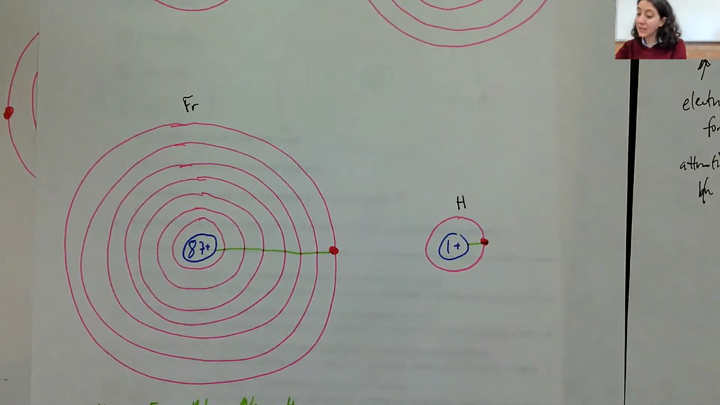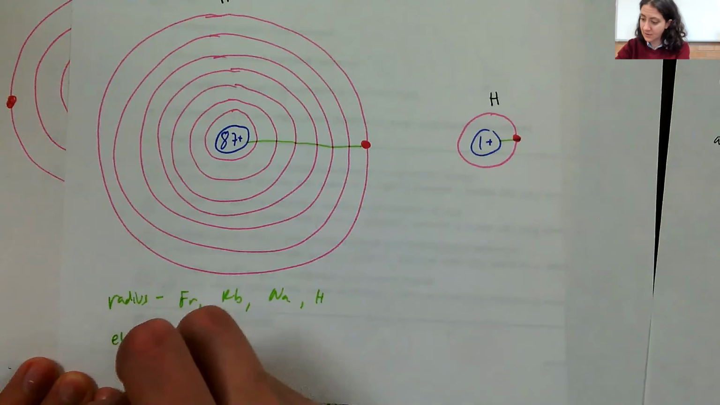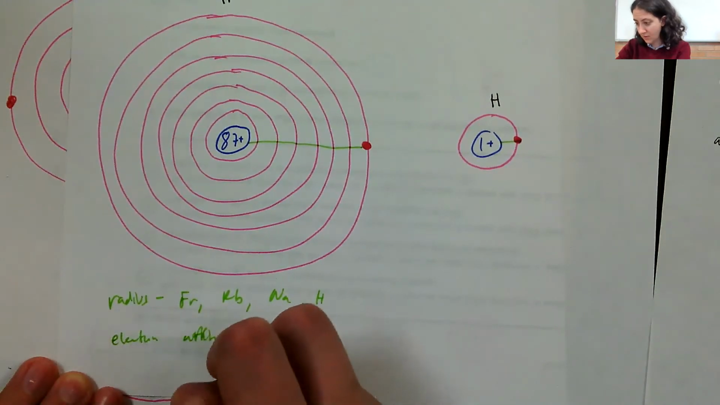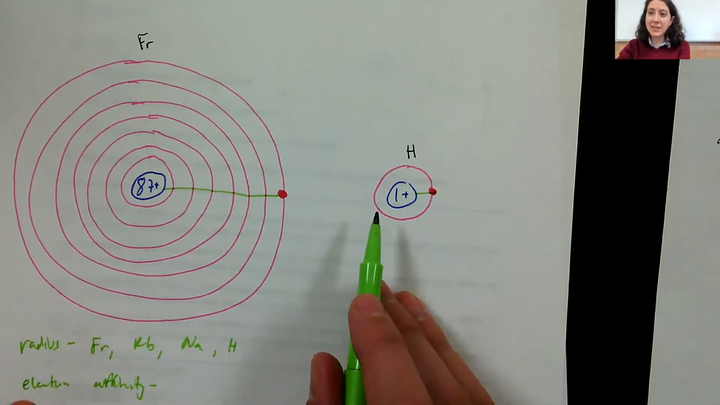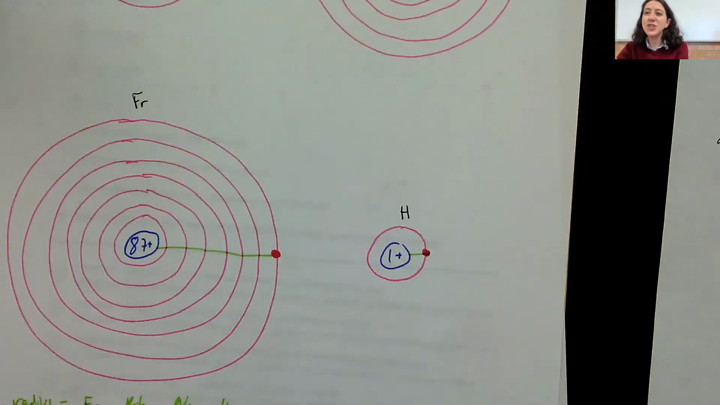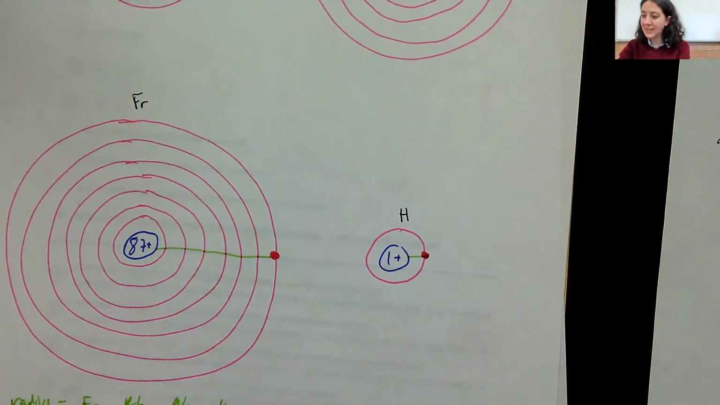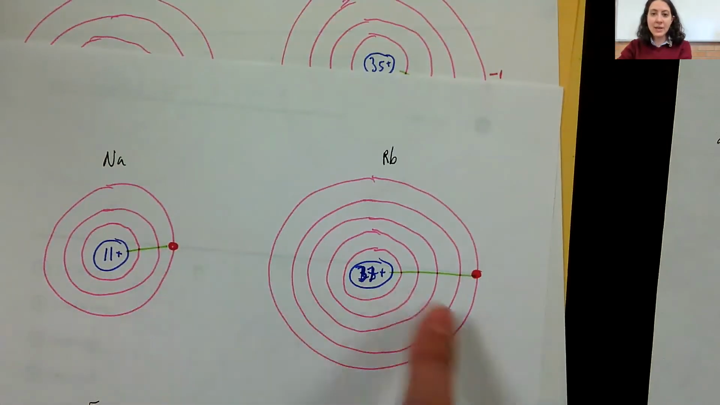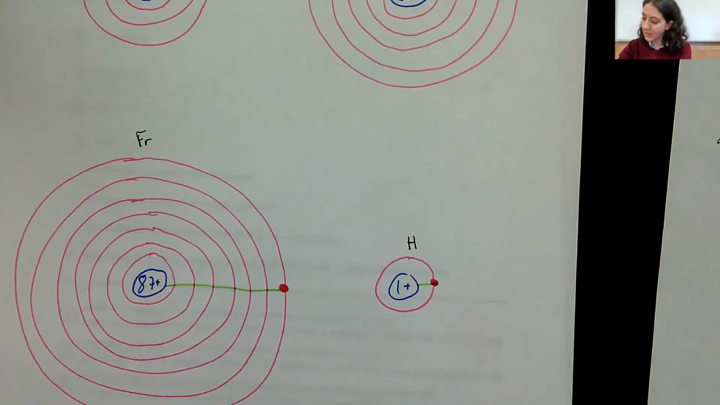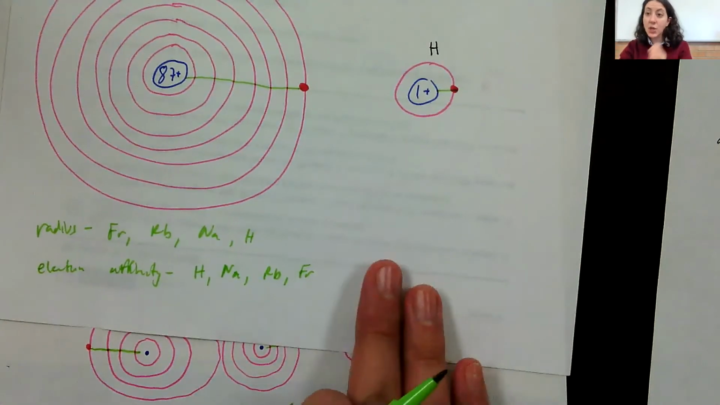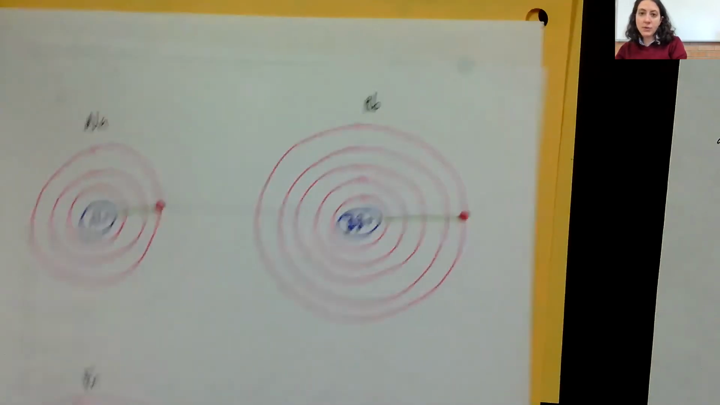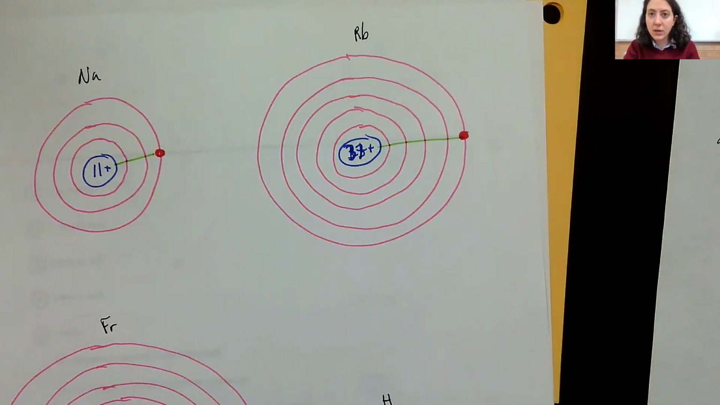So in terms of electron affinity, the hydrogen actually is going to beat out everything else, even with its measly +1 charge, because the distance is so close. That electron is so close. That one has the highest. The next is sodium, then rubidium, then francium. Okay. All right. So going back to our notes, let me pull these up for you.